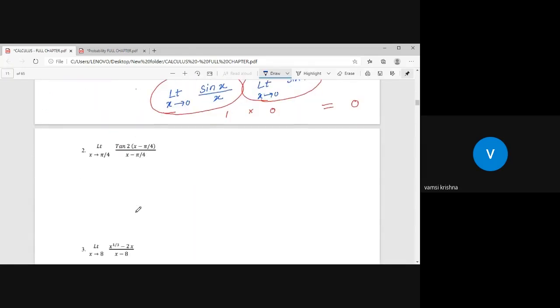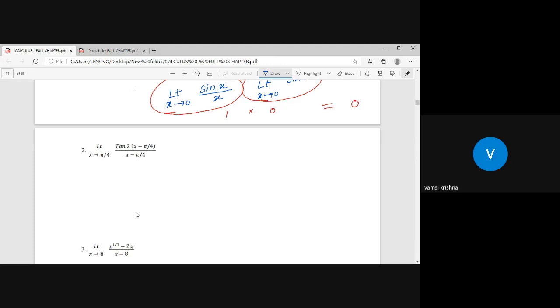Now my next example question is this. Limit x tends to pi by 4, tan 2 into (x minus pi by 4) divided by x minus pi by 4. When x tends to pi by 4, if we put pi by 4 in place of x, the denominator becomes 0. So it is going to be an indeterminate form. So you need to simplify something. If the denominator is not 0, then you can happily substitute that value, no question at all.